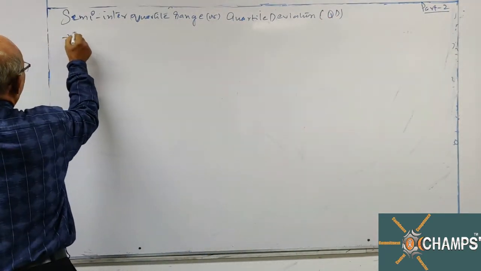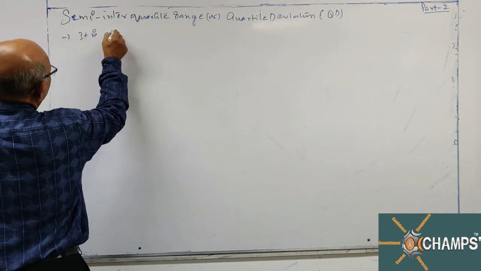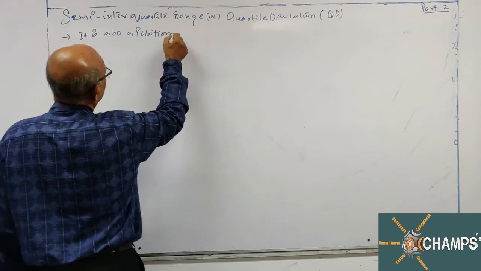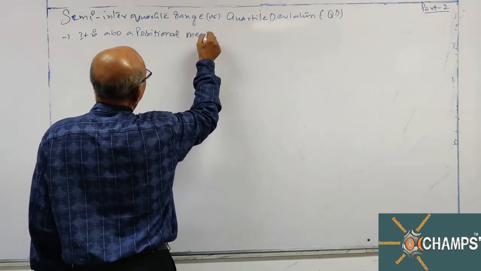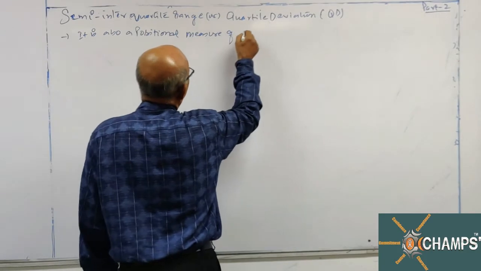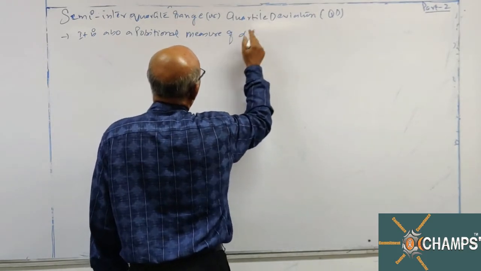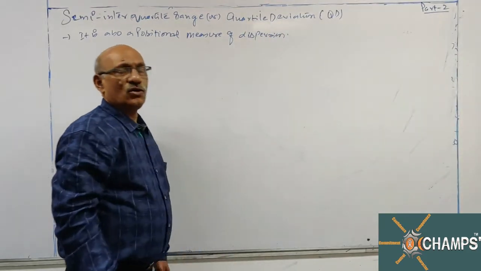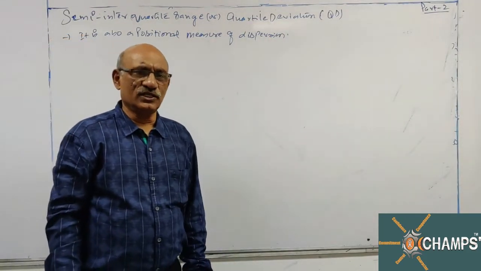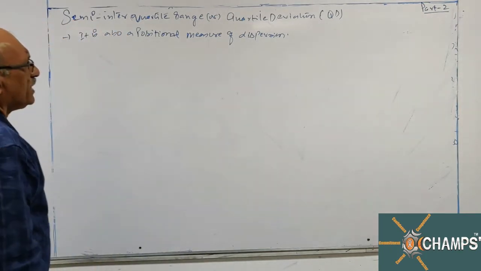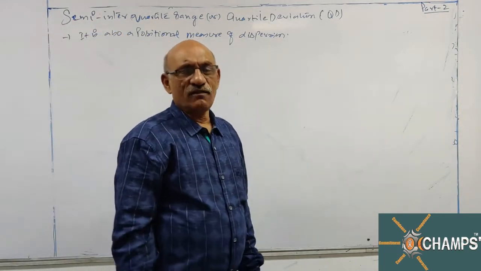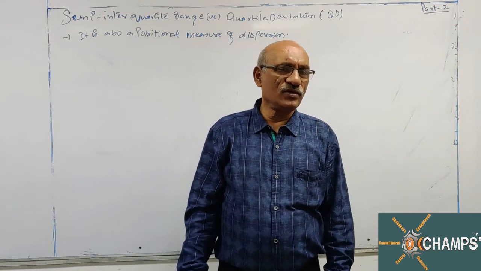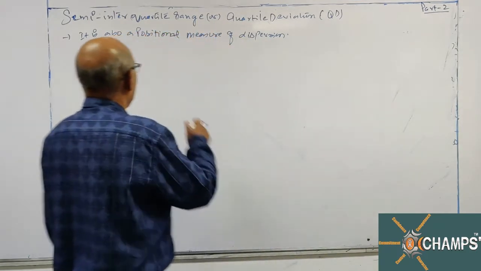Now first point is, it is also a positional measure of dispersion. Now we know what is meant by quartile. Quartile is a partition value, and quartiles are dividing the given set of observations into 4 equal parts. So let us see this.